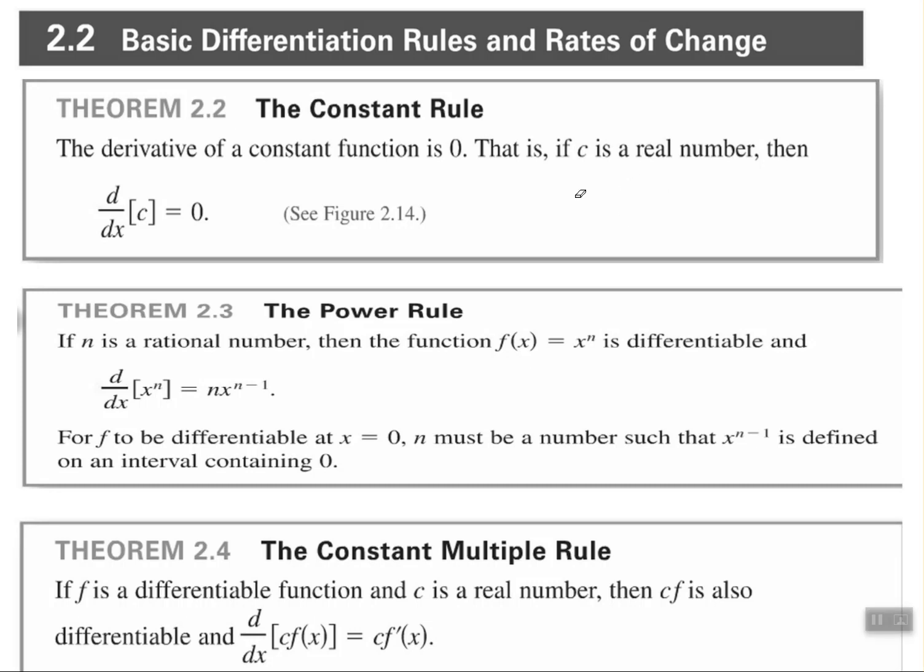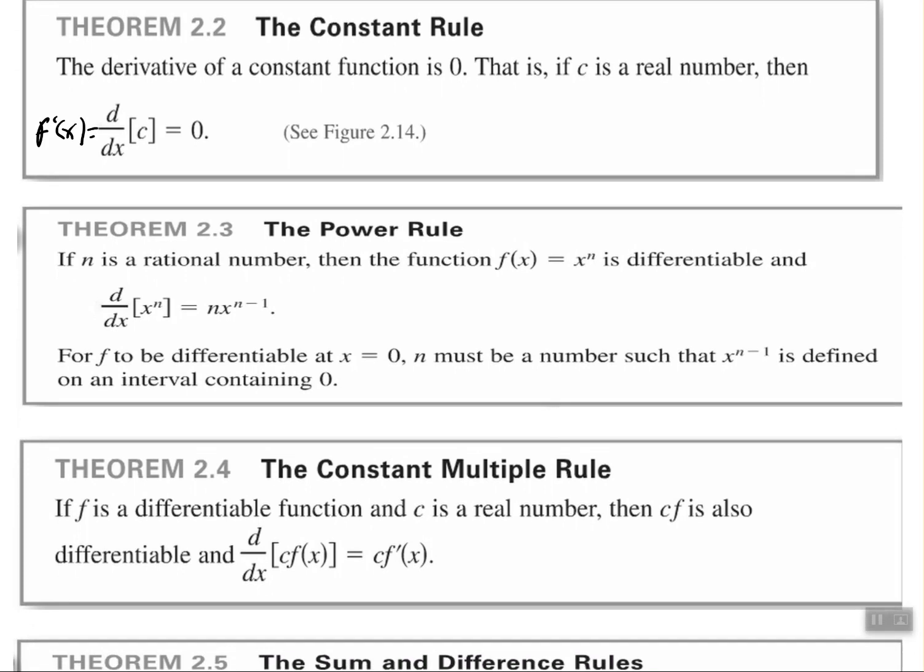In this video we're going to look at the basic differentiation rules and rates of change. The first rule we're going to look at is the constant rule. It says the derivative of a constant function is 0. So d/dx of c equals 0. This can also be written as f prime of x. You may see f prime of x as a notation for a derivative. If it's in the y form, you may see y prime as well.